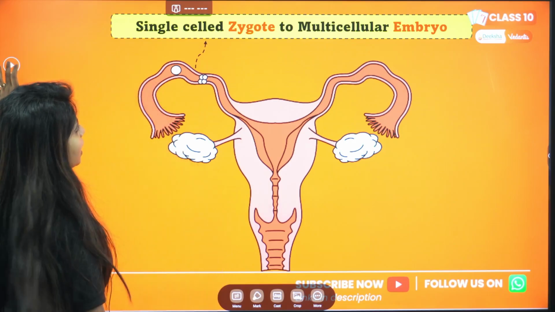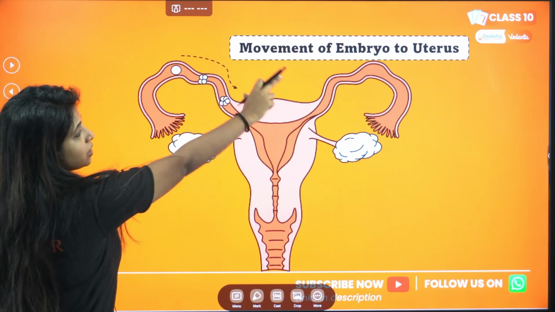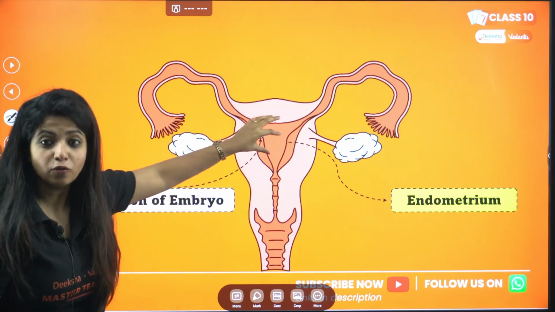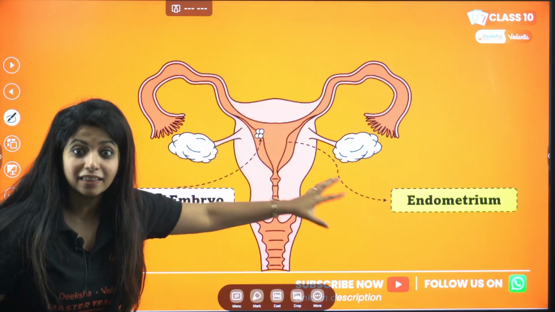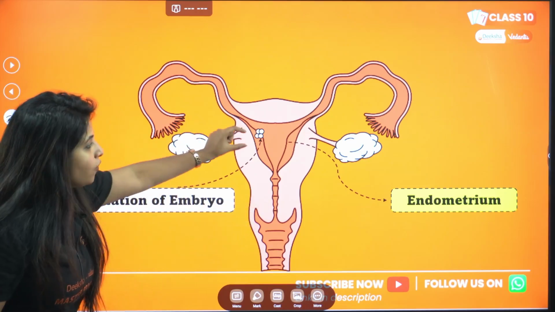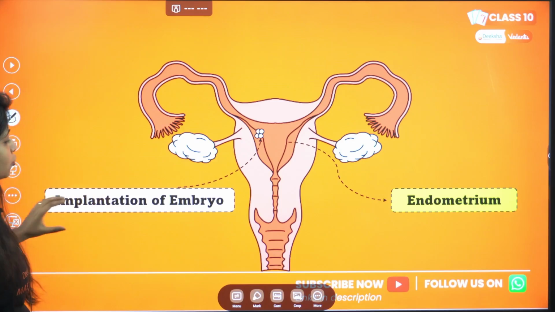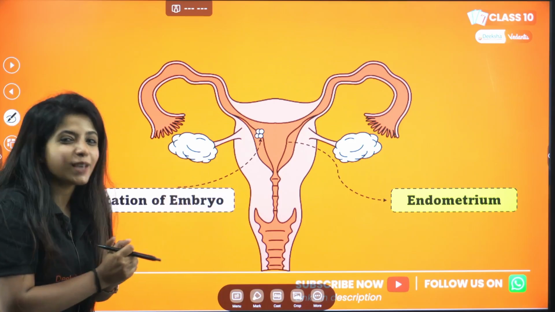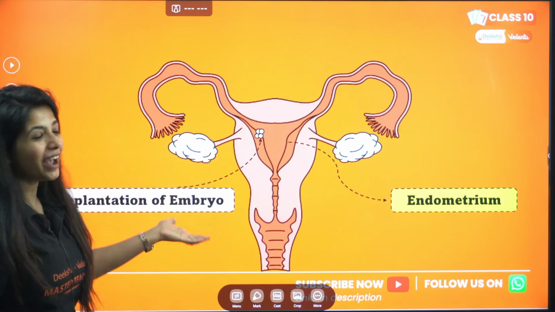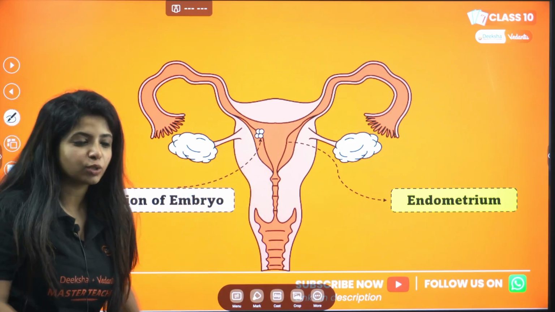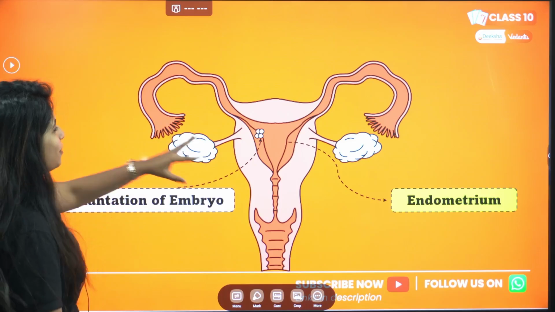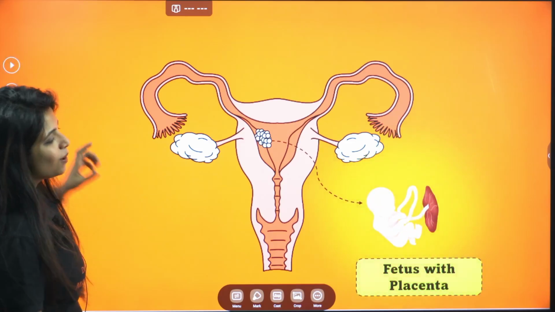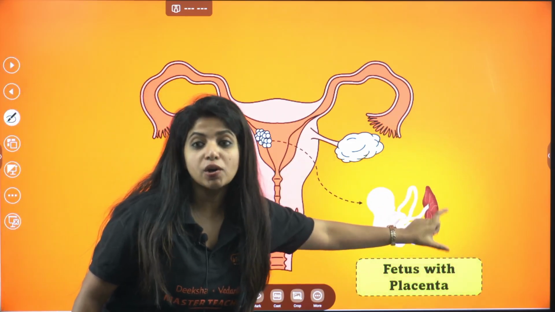Now the embryo will divide, and as you can see, it is moving towards the uterus, and it will come over here towards the endometrium, the layer that we just thickened, right? Over here, it gets implanted. So this is known as implantation of the embryo. You're putting something in the endometrium. Why? Because the endometrium is going to provide the nourishment. And while it provides the nourishment, just like how it happens to us when we eat food, similarly over here, the cells divide, and then finally form the fetus along with the placenta.